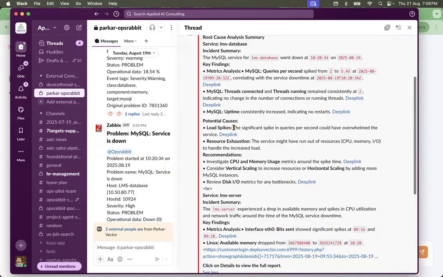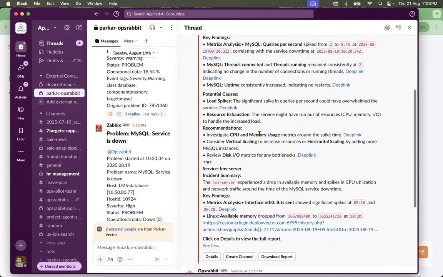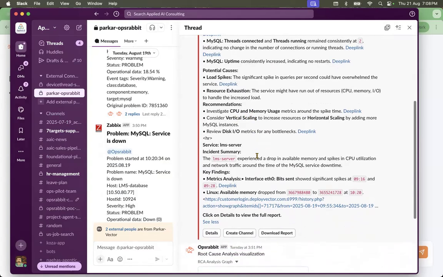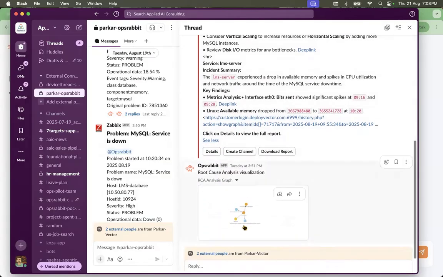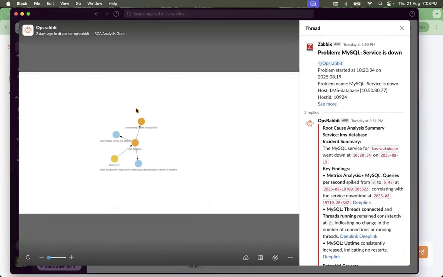So the potential causes, it's saying it is probably because of the load spike that it has seen in the queries per second that could have overwhelmed the service. And yeah, it says consider vertical scaling, and there are the deep links available. If you go to the details, this is the short small graph portion of it which shows how the service models are impacted.